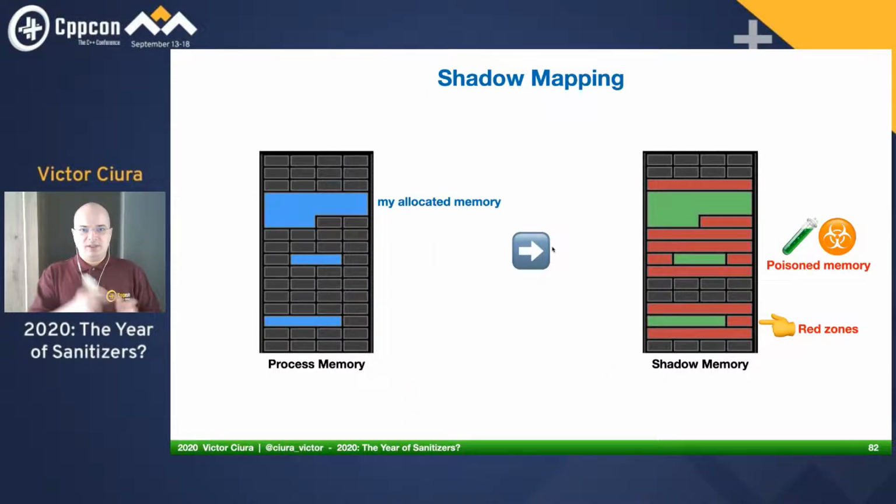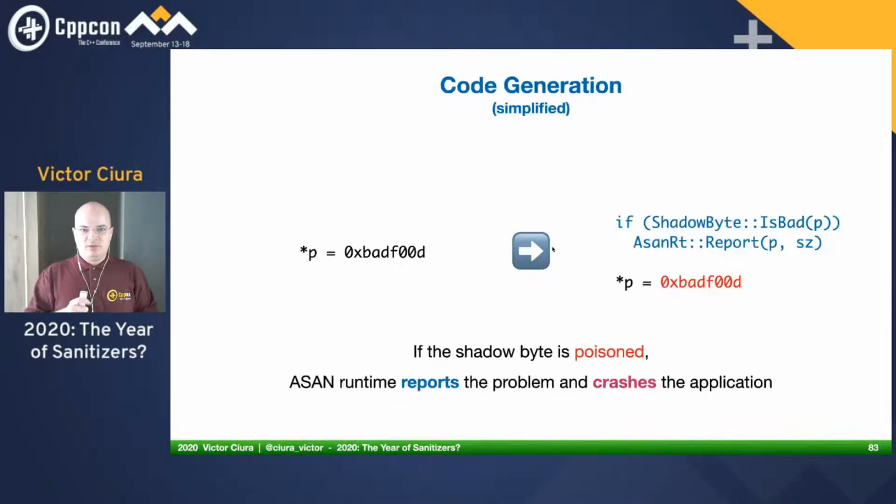How it works? The runtime actually does shadow mapping. It maps your process memory into some auxiliary lookup memory, and it does this by shadowing or mirroring your allocations and putting stuff called red zones around your memory allocations. This stuff is called poisoned memory. So it's locations around your allocations that should be checked in case of overflows, for example. And basically, this is how it works.